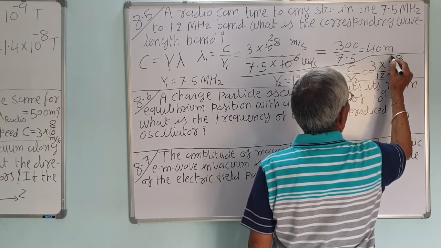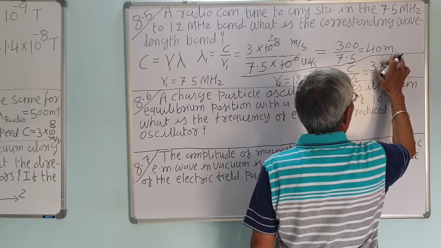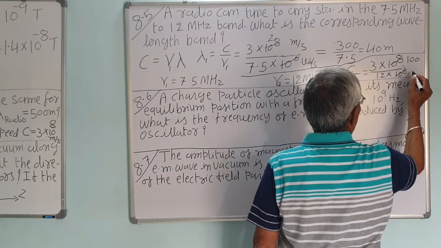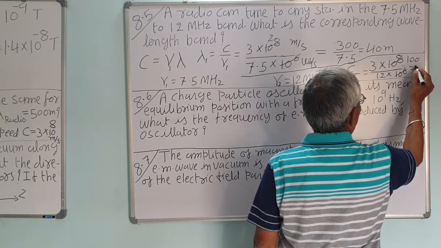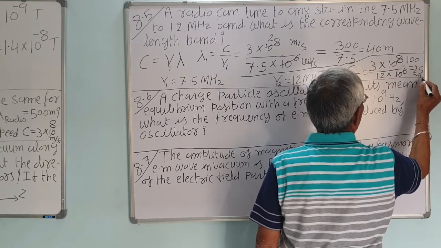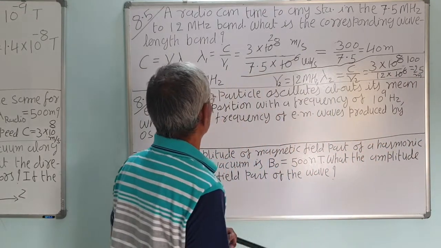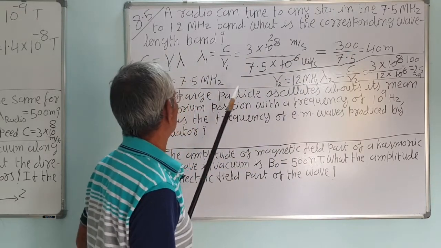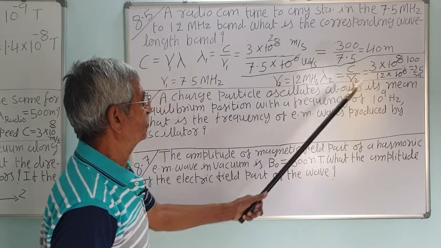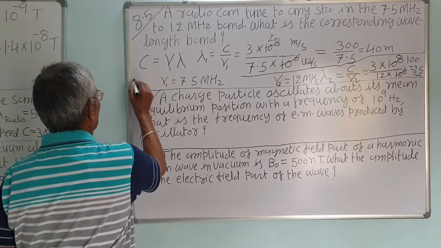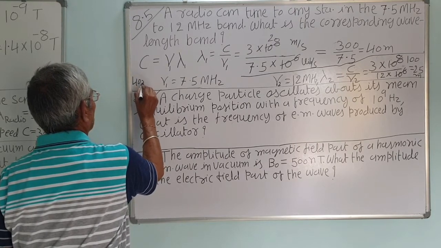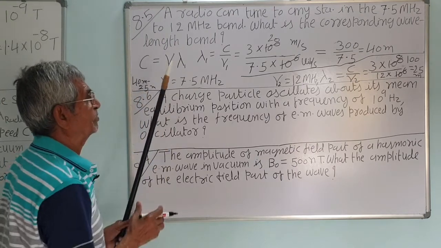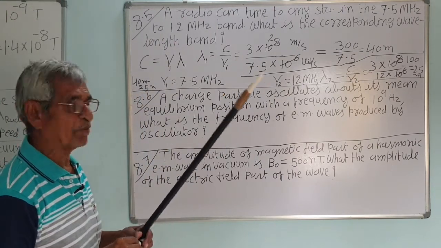Again the same way, 10 raised to 2, that is 100, so 300 upon 12, that is 25 meters. Correct? So, what is the corresponding wavelength band? The wavelength band is from 40 meters to 25 meters.